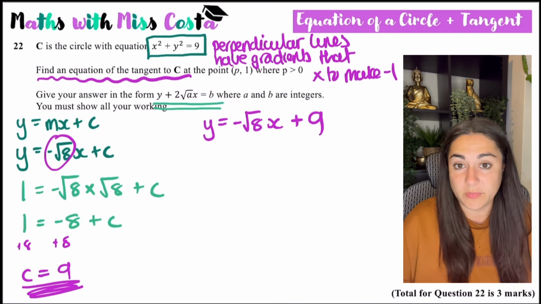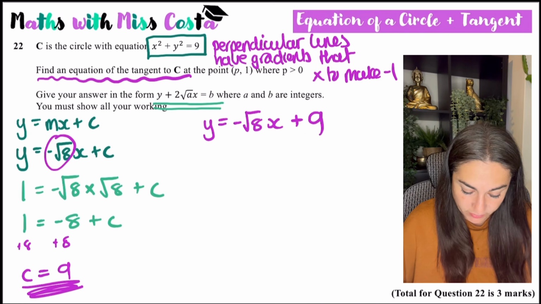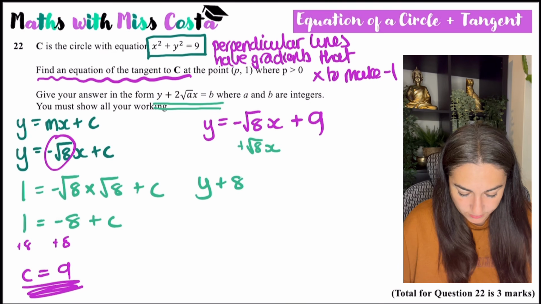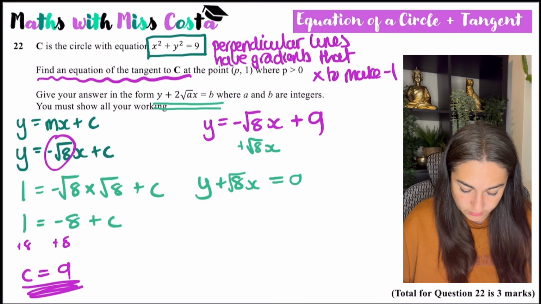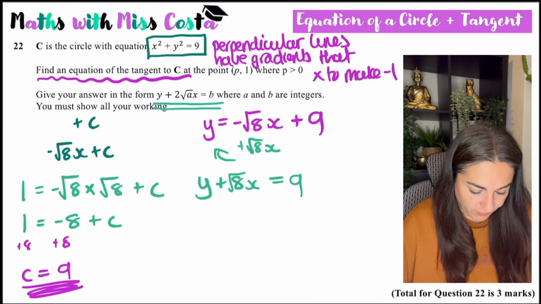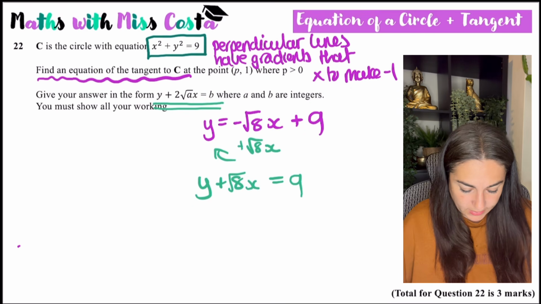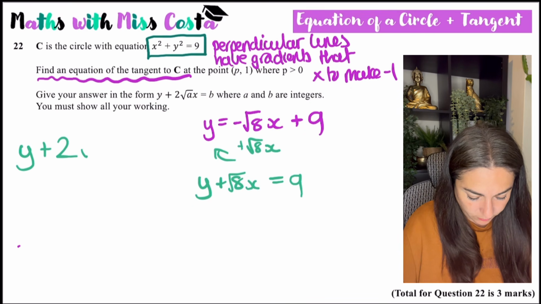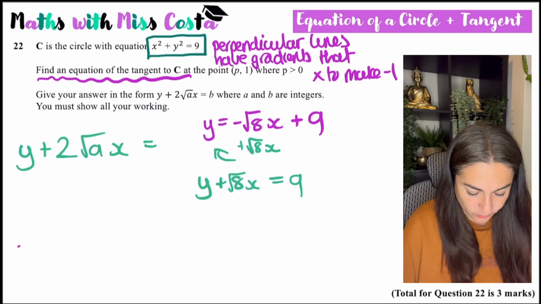Now it says give your answer in this form. That's fine. Don't panic. It just means we're going to have to do a little bit of rearranging. So what can we do? Well, we know we want the x part to be on the other side. So let's add root 8x. So y plus root 8x must equal 9. Okay, all I've done is move this to this side. And they've given you a little bit of a clue. They said they want it in the form of y plus a root something x equals b.